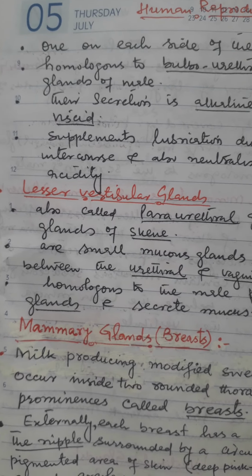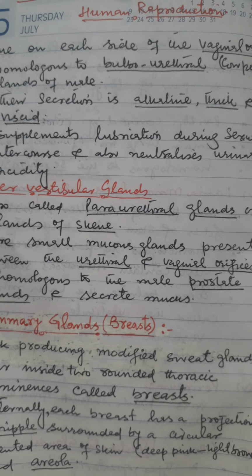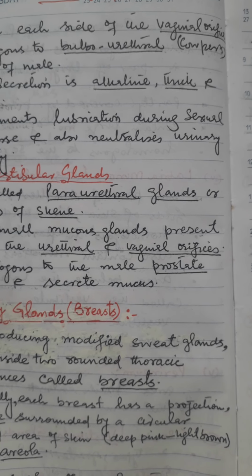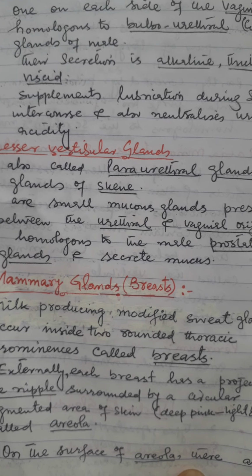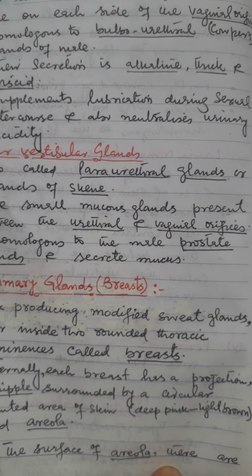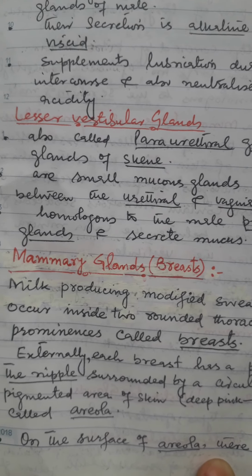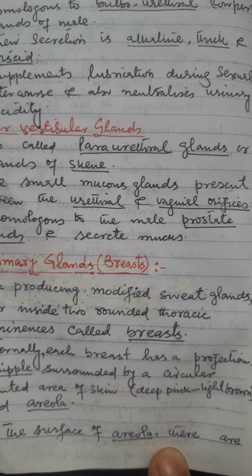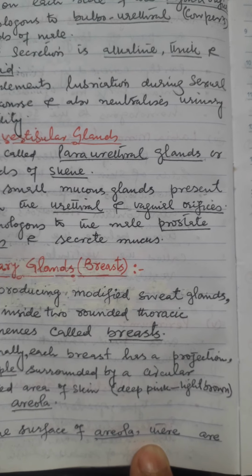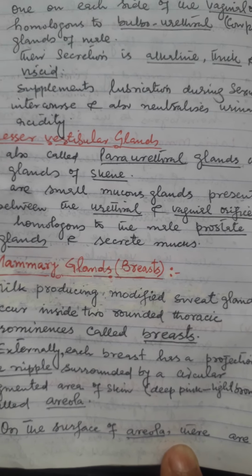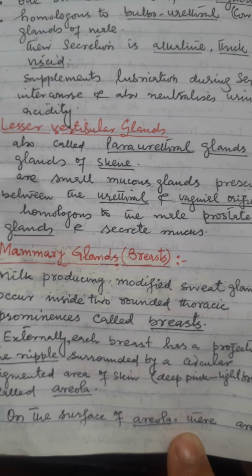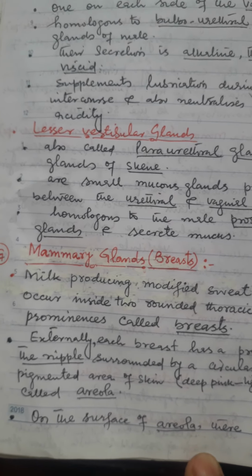Now, lesser vestibular glands. They are also called paraurethral glands or glands of Skene. These are small mucous glands present between the urethral and vaginal orifices. These are homologous to the male prostate gland and secrete mucus.